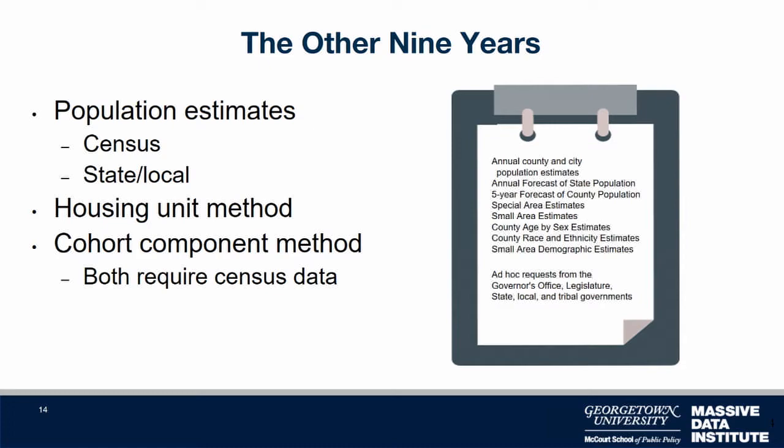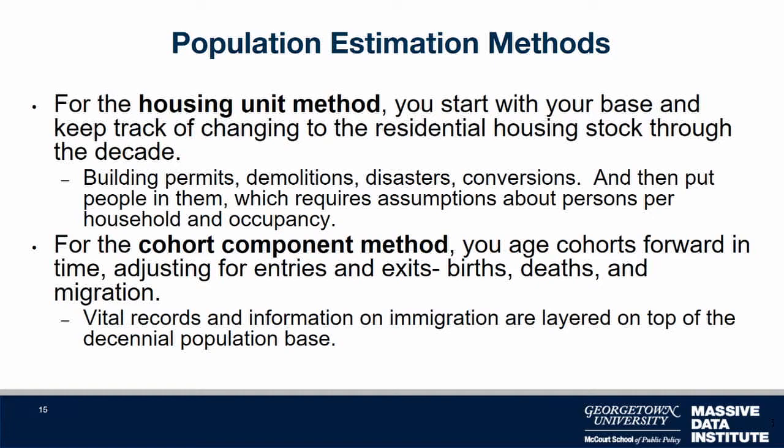So what do they use whenever they're doing these estimates? There are two main methods, and one is the housing unit method, where you start with that population base, census, and then you're keeping track of what's happening with your housing stock through the decade. So you're looking at building permits and demolitions and whether you had any natural disasters. You're looking at conversions that went from commercial to residential, and then you're putting people in them. So you need a good census housing unit occupied number in order to pull this forward through the decade.